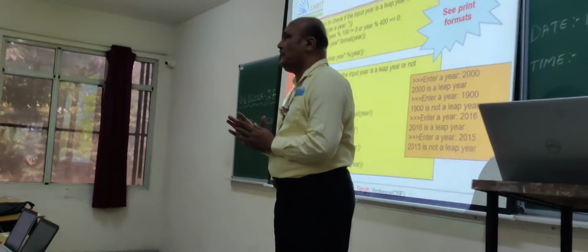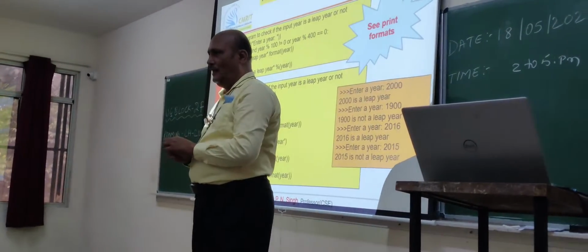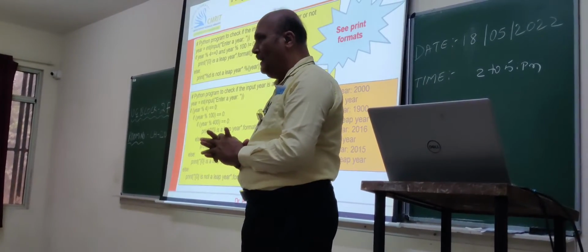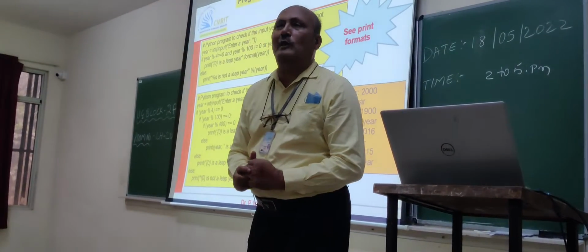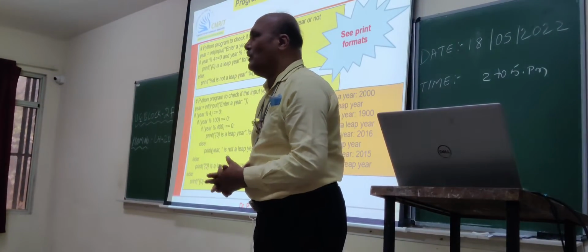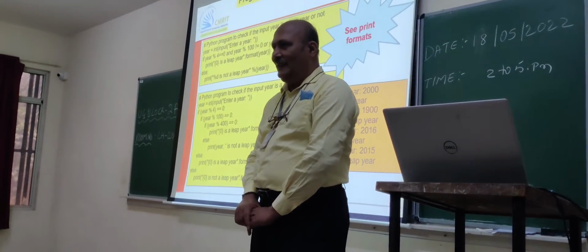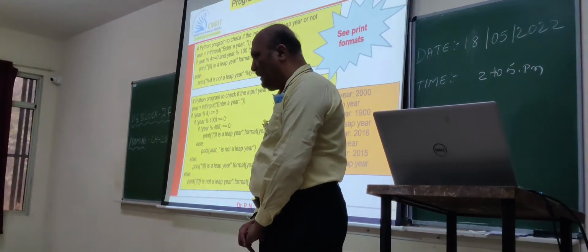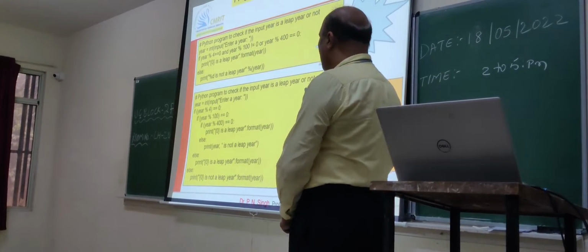What is said by the mathematicians is that if it is a century year, then it must be divisible by 400 also, not only by 4. For example, 1900, being a century year, though divisible by 4, was not a leap year because it was not divisible by 400. And year 2000, divisible by 4 and, being a century year, divisible by 400 also, is treated as a leap year. So for that we have written the program.